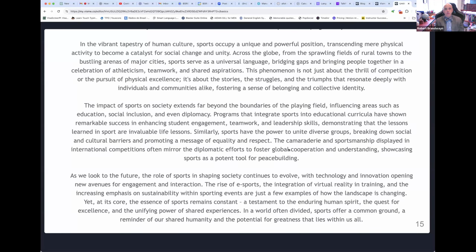Could we answer some of the questions? Let me see. How does sport impact our daily life? Well, it serves as a universal language, bridging gaps and bringing people together in a celebration of athleticism, teamwork, and shared aspirations. Very good. What are the transformative powers of sports that are changing society? The impact of sport on society extends far beyond the boundaries of the playing field, influencing areas such as education, social inclusion, and even diplomacy.